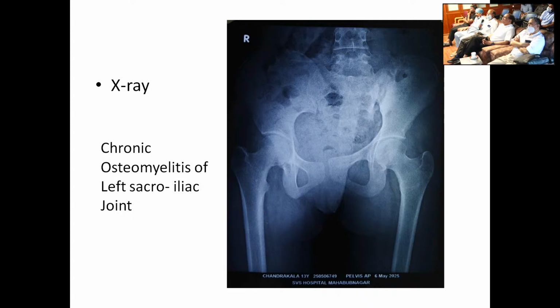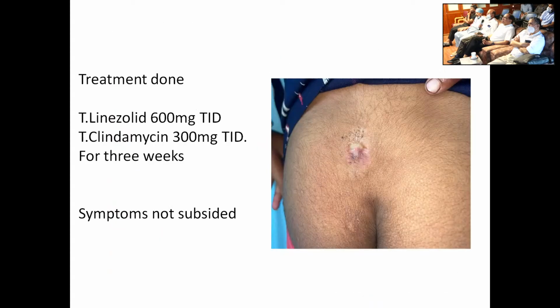Now she has been on antibiotics. What was the antibiotic given? Linezolid 600 mg according to the sensitivity. Started on linezolid and clindamycin. But still there is active pus discharge since 3 weeks, sir. Not much improvement.